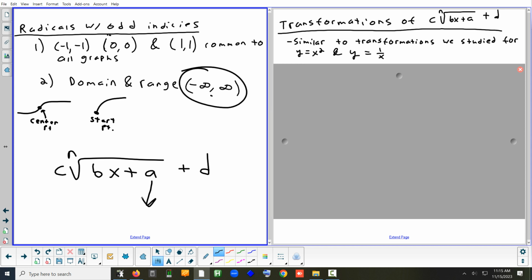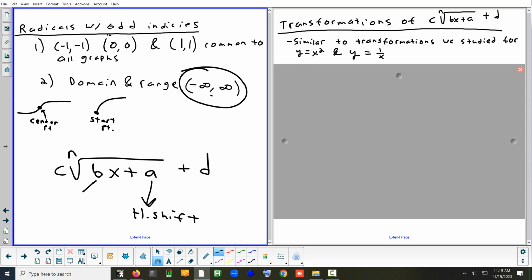The A is inside the root, and it's addition. Does anyone remember what the A usually does? It's inside and it's addition. So it's a horizontal shift. And it is backwards. So if you do minus, it's going to move it to the right. And if you do a plus, left.